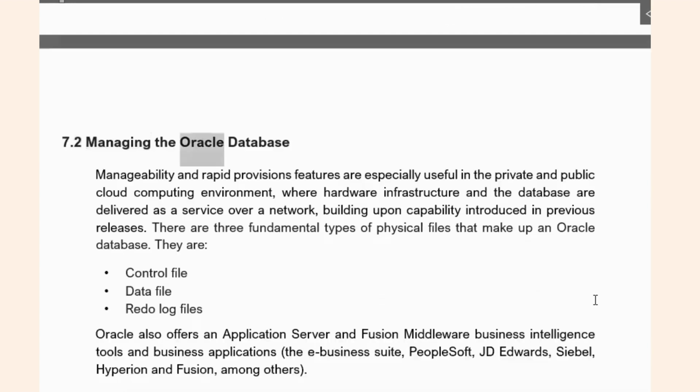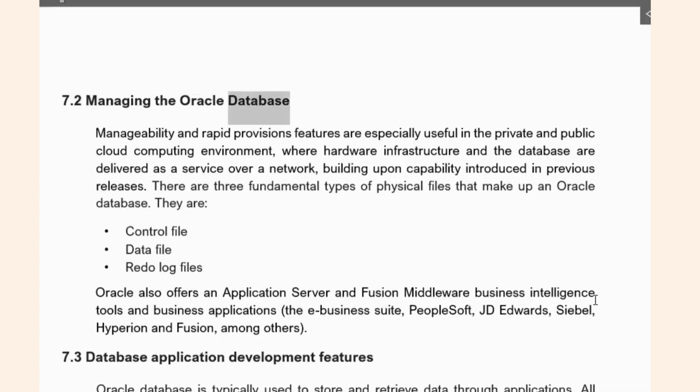7.2 Managing the Oracle Database. Manageability and rapid provisioning features are especially useful in the private and public cloud computing environment, where hardware infrastructure and the database are delivered as a service over a network, building upon capability introduced in previous releases.